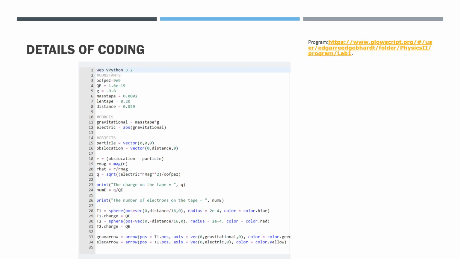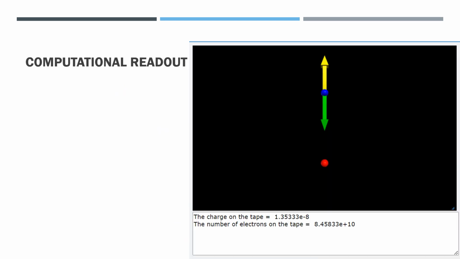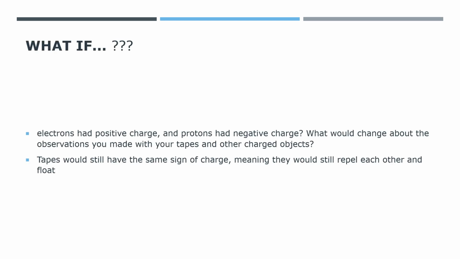To begin my coding, I set up all my constants, then I found the gravitational force, set the electric force equal to the magnitude of that, and then I set up a vector in order to find the charge using Coulomb's law, and from there I found the number of electrons by dividing that charge by the constant 1.6 e to the negative 19. This is what the computational readout looks like, and it gives us back approximately the values that I calculated. So what if electrons had positive charge and protons had negative charge?